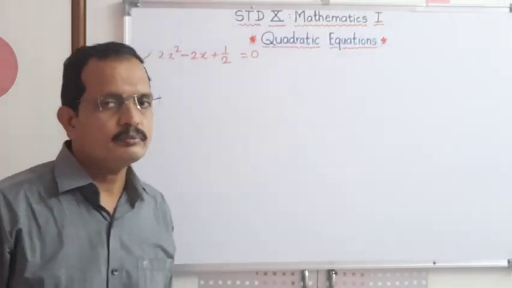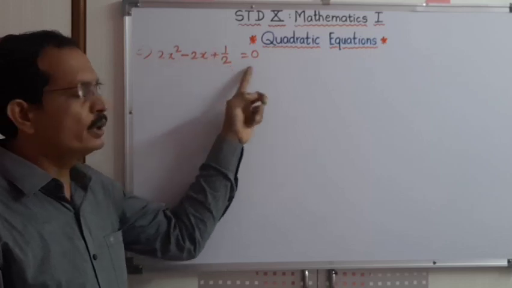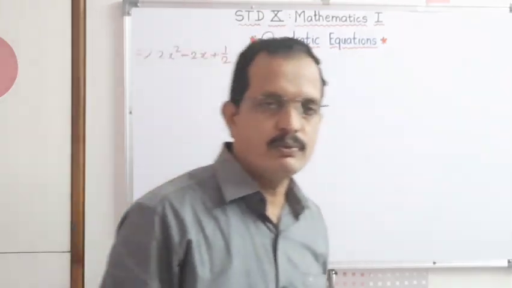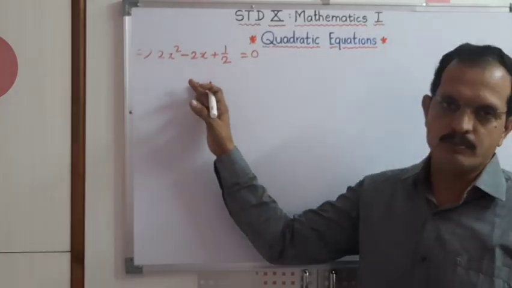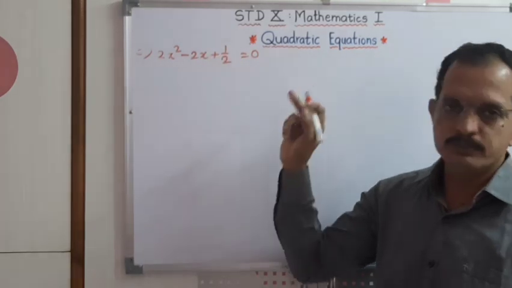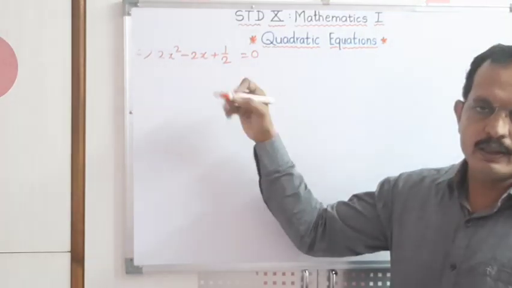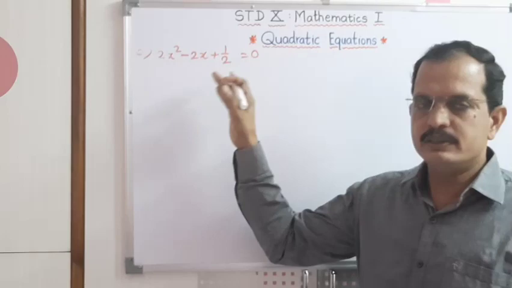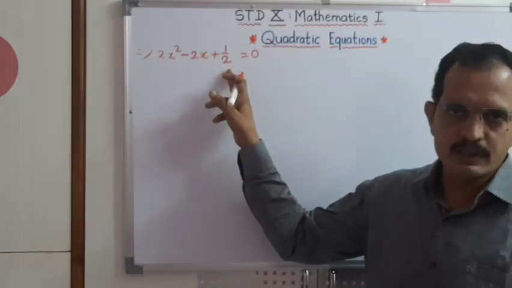Listen here. 2x square minus 2x plus 1 upon 2 equal to 0. Now if we observe the given sum carefully, it is already given in a standard form. But this constant term is 1 upon 2. Therefore first of all we have to eliminate these two, and then solve this, as it will be easy to solve if we eliminate these two.